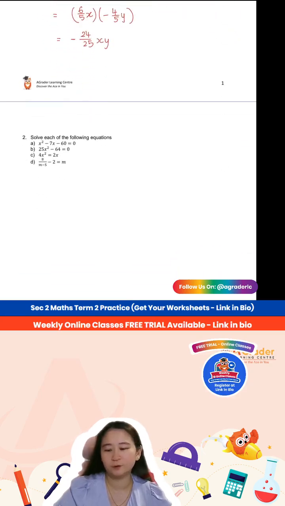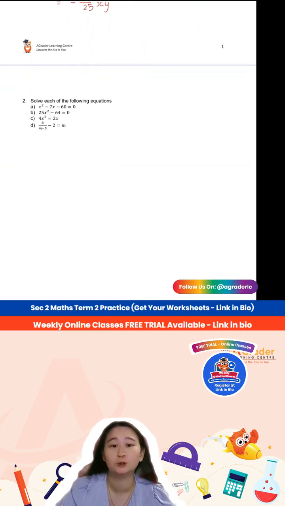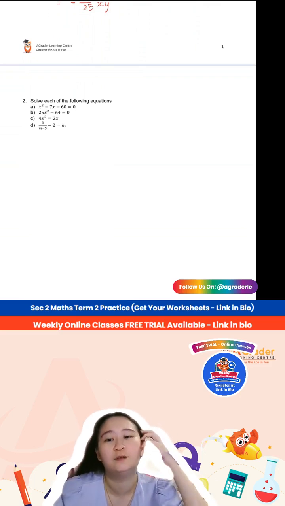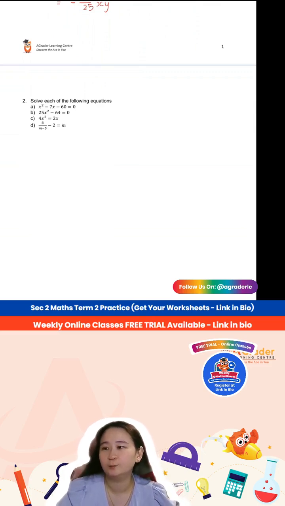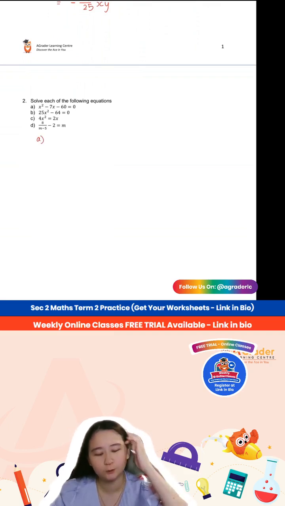Solve each of the following equations. So for part A, you see that there's 3 terms. You can factorize first and then use the zero product rule or the zero product principle to solve for the unknown value of x. So you can have 2 values of x here. Anyone can factorize question 2, part A?